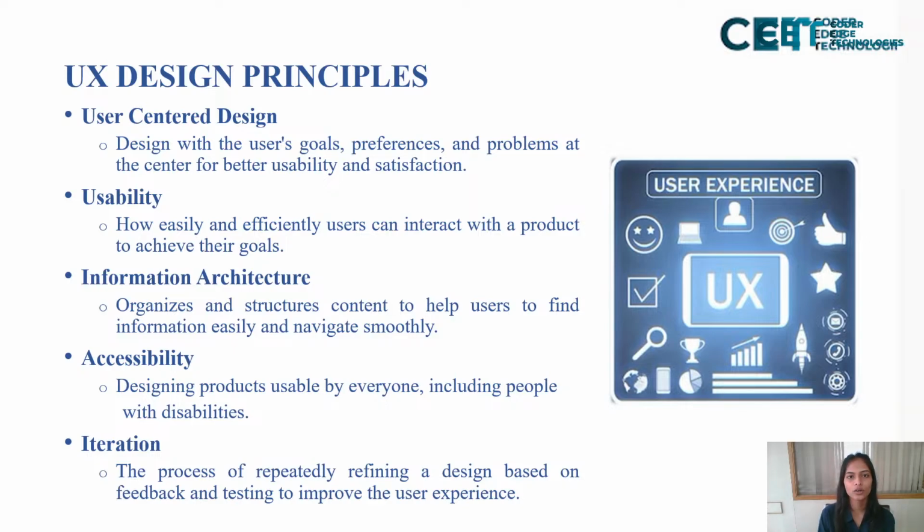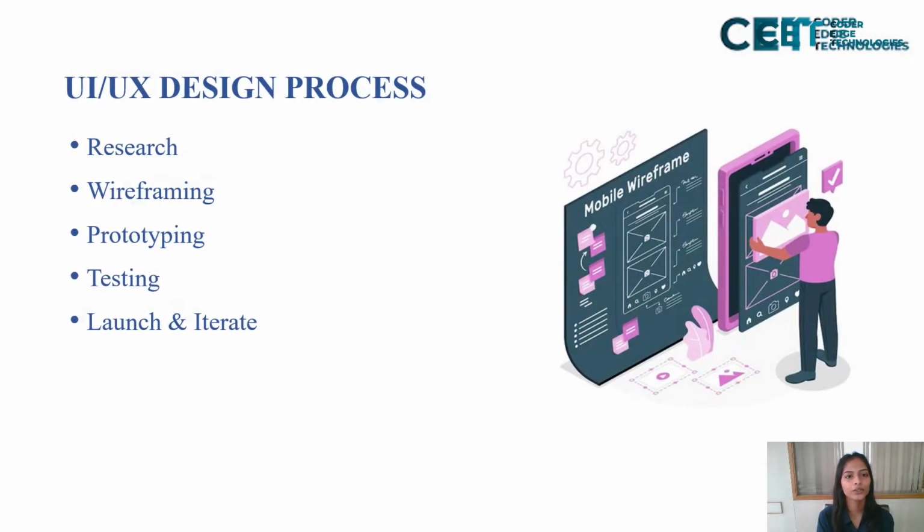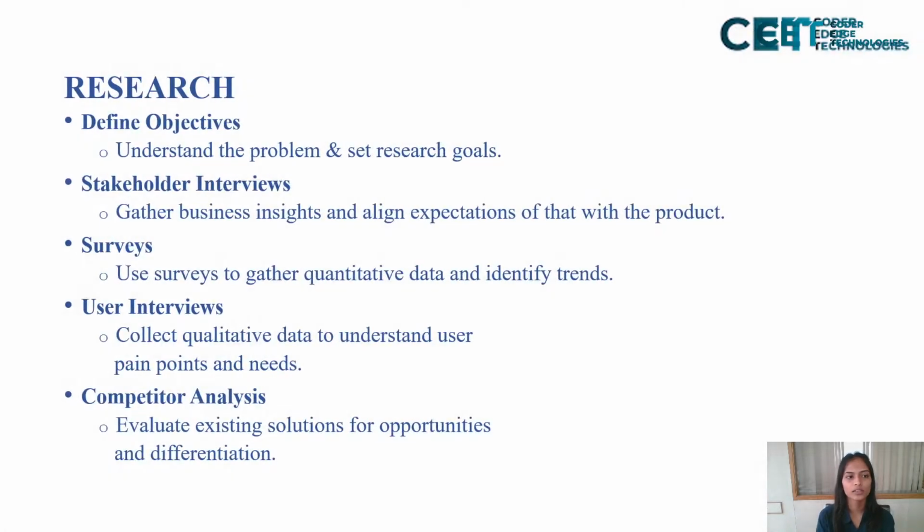Let's move to the next topic, which is the UI UX design process. The UI UX design process includes 5 phases. First is research, second is wireframing, next one is prototyping, then testing, and the last one is launch and iterate. Let's start with the first phase, which is research.